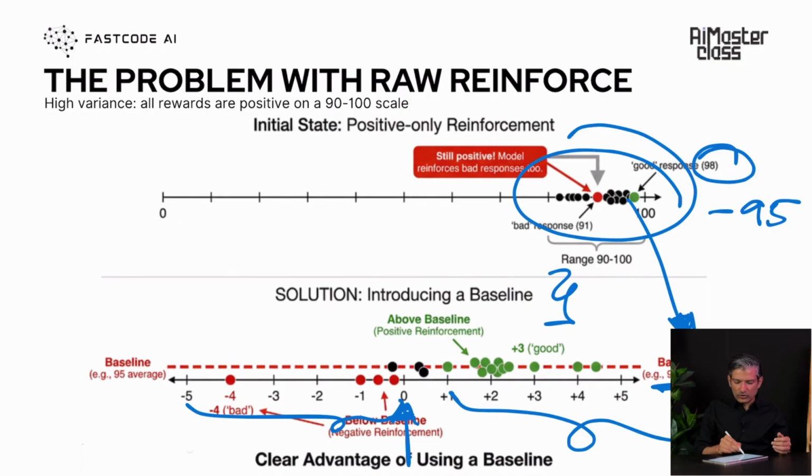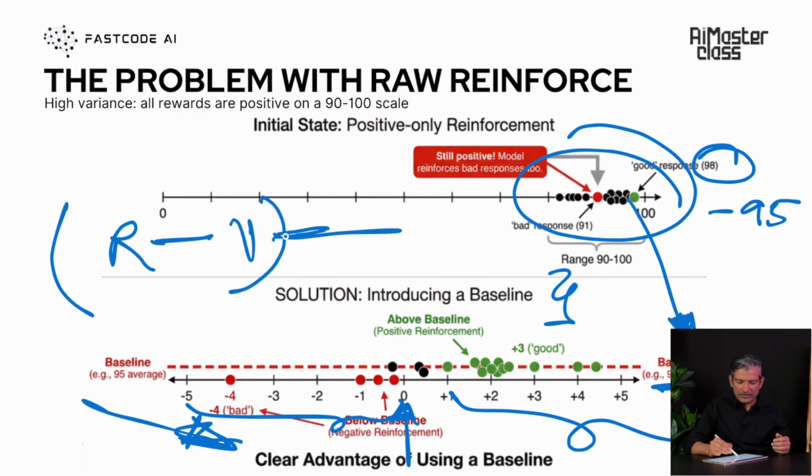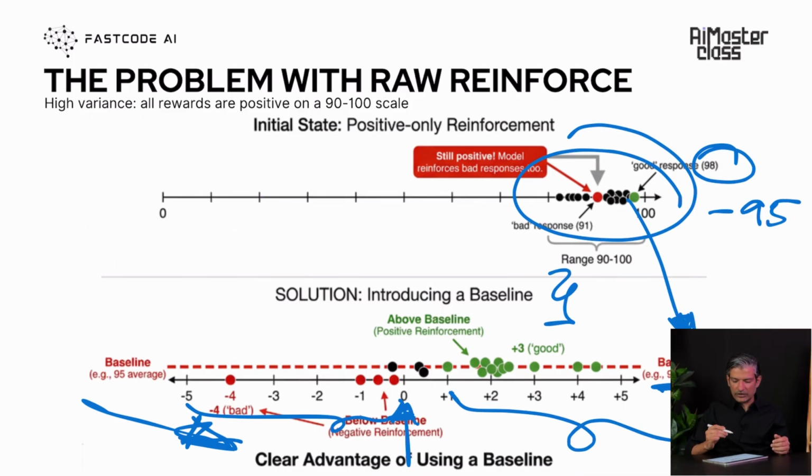And this is also called the advantage function. So in notation, we write it as r minus v. V is in some sense an average. It's called the value function. R is called the reward function. But let's look at how it actually works.